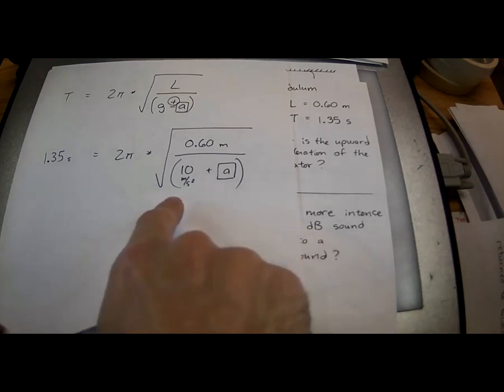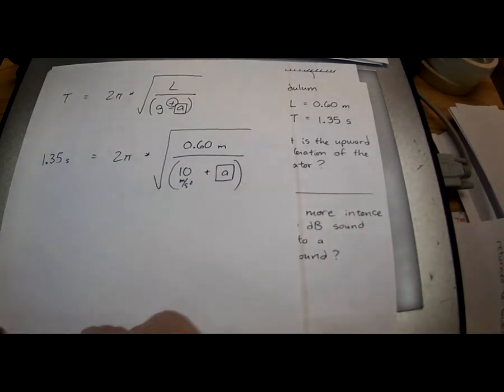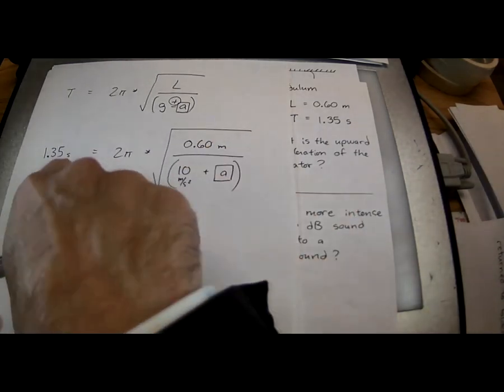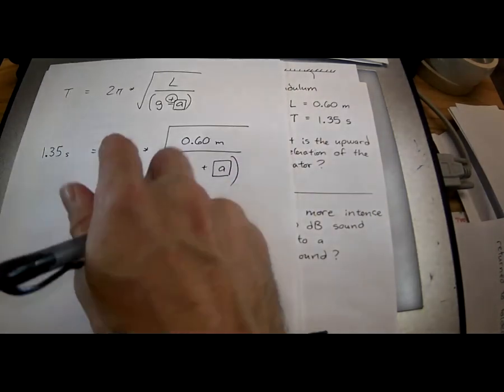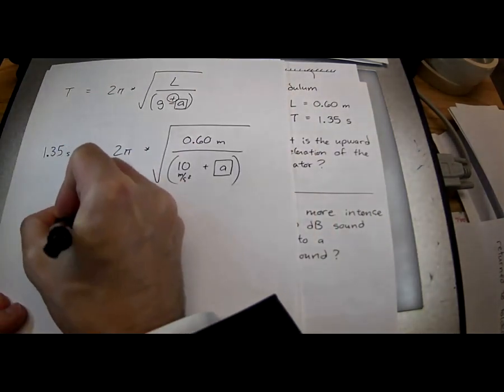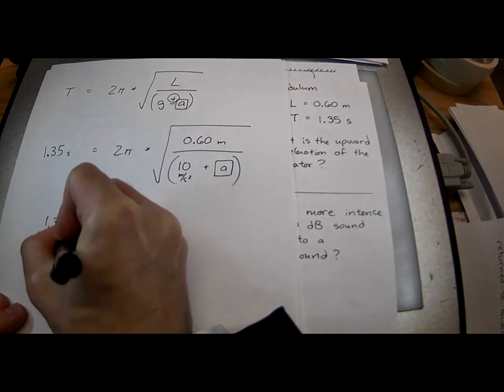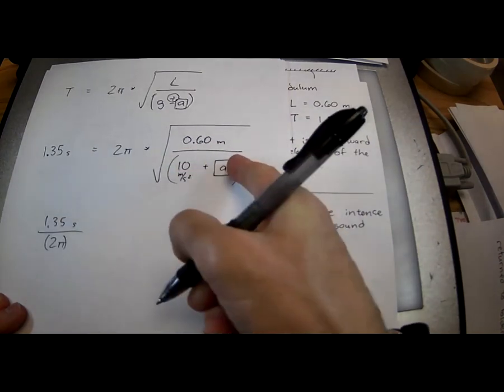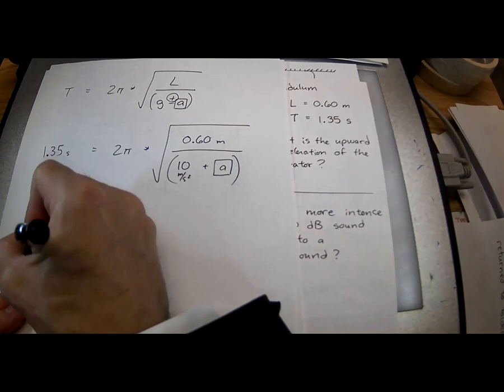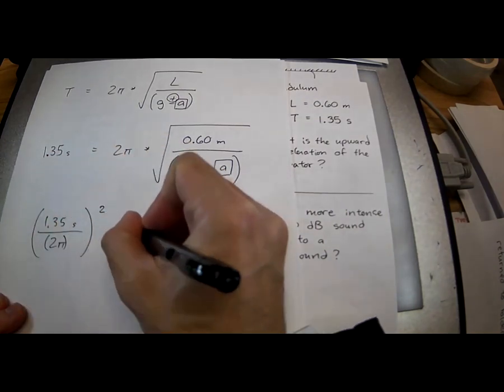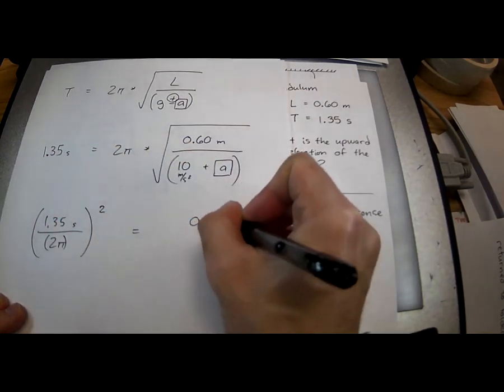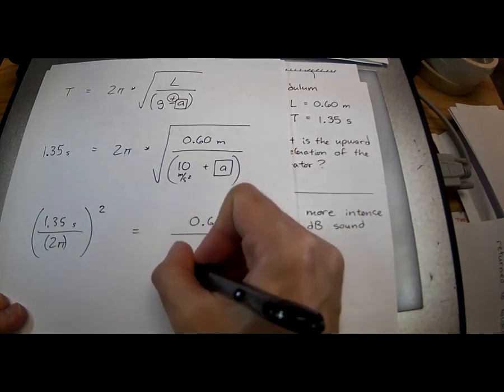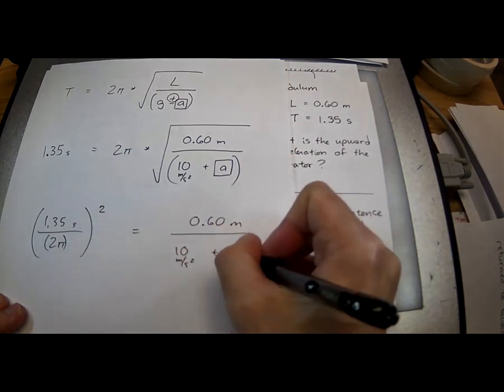Do you guys follow that? Okay. And of course, if you're taking notes, then you'll get this quiz question right. So pretty good. That's all the physics. The rest is just algebra. So now let's go back to do that. Divide both sides by 2 pi. So 1.35 seconds divided by 2 pi is equal to the square root. Let's go ahead and square both sides while I'm at it. It's equal to 0.60 meters divided by 10 plus a.